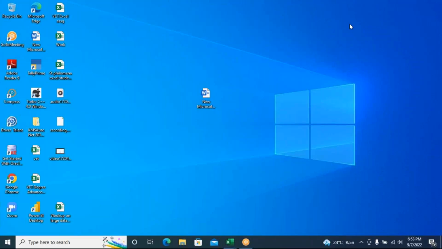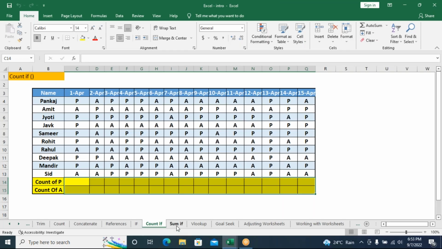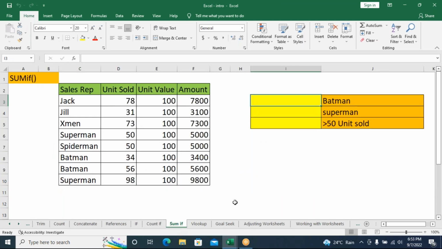So yesterday we were doing COUNTIF, wasn't it? Yes, ma'am. So today we'll start with SUMIF. SUMIF is an Excel function where we do a sum, meaning totaling, on a certain condition.